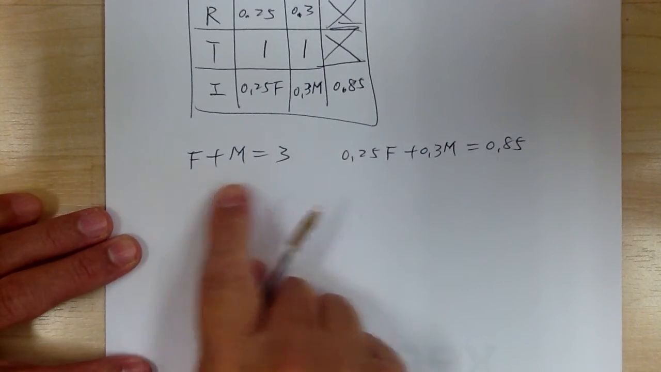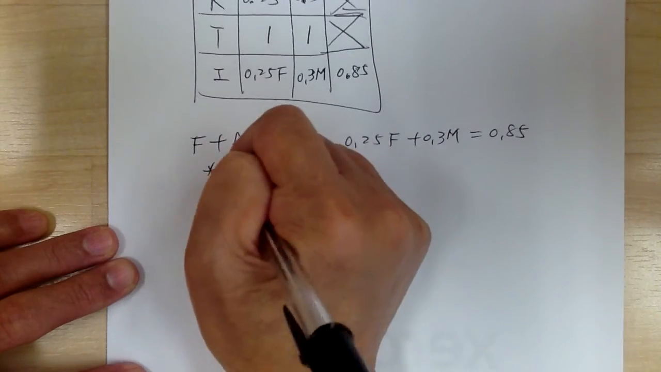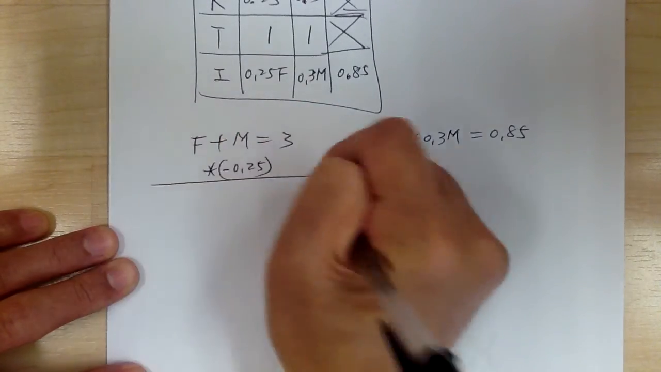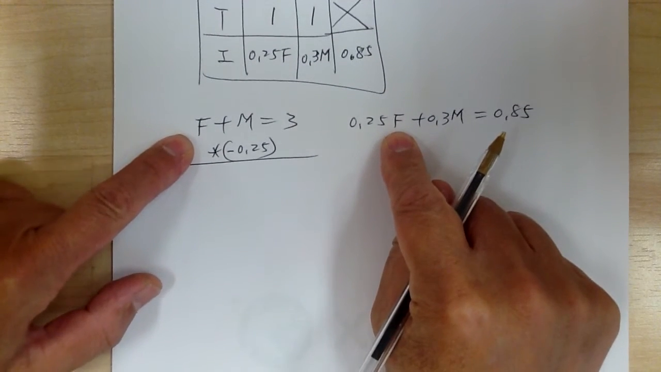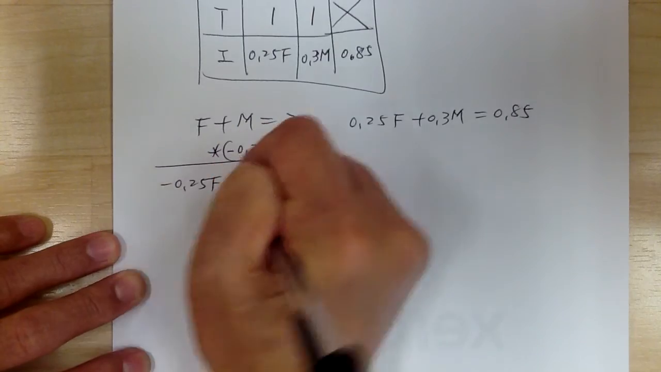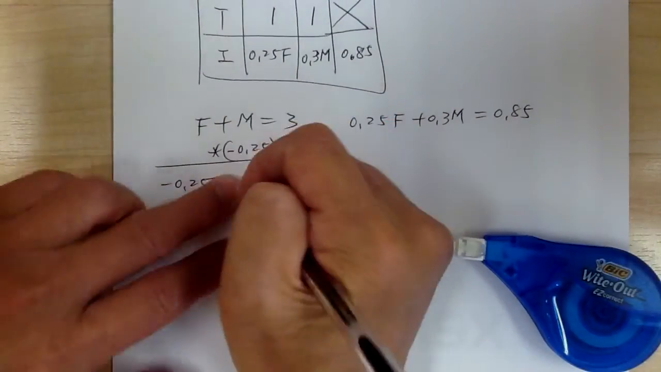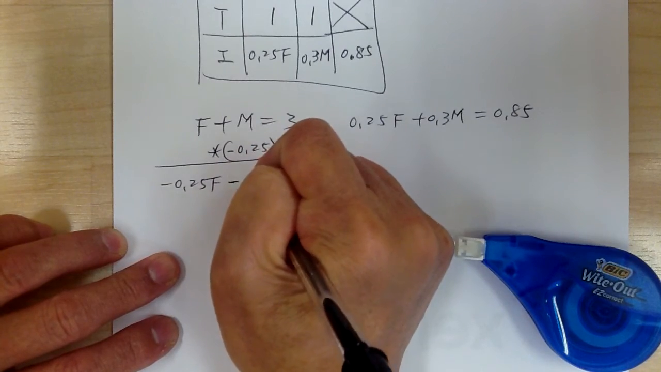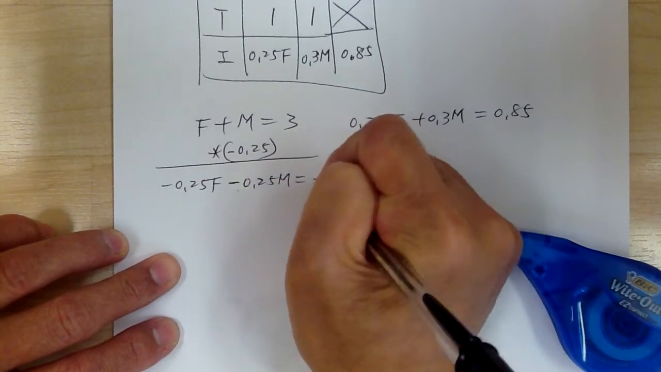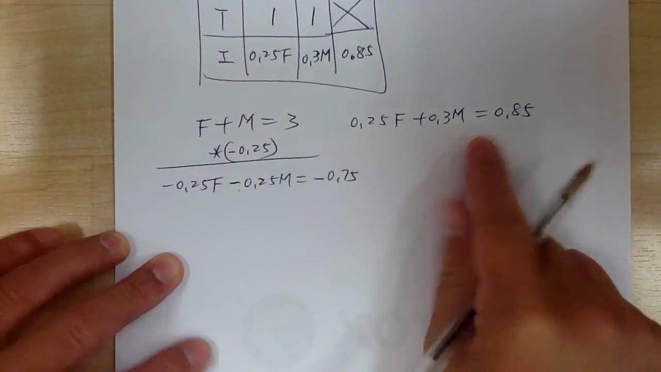And I'm going to eliminate the lower number. So I'm going to multiply by negative 0.25. So I'm going to make the F, the father's investment, opposite. So you get negative 0.25F minus 0.25M equal to negative 0.75. So put this one under here.